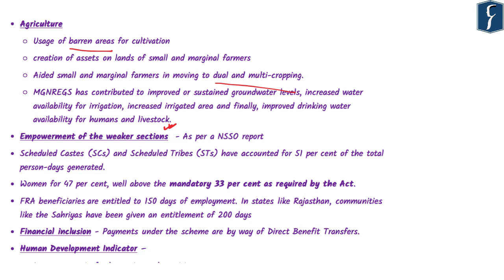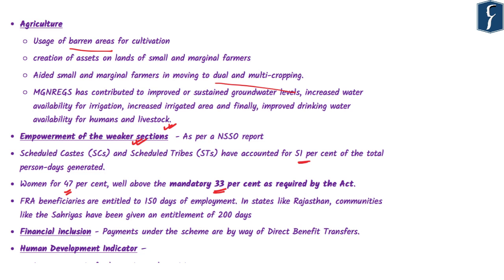NREGA has also helped in the empowerment of weaker sections and hence bringing social justice in society. This is very important data that you have to remember: as per the NSSO report, scheduled castes and scheduled tribes have accounted for 51% of manpower under NREGA. Women are around 47%, and this has increased to around 50% right now. But the mandated percentage of women participation was 33%, and women participation has surpassed this by much.